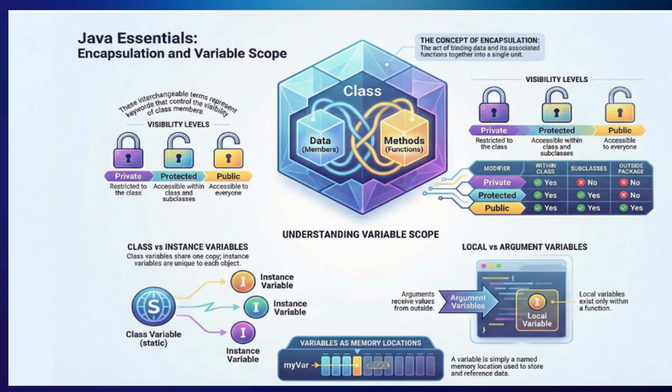Variable scope defines where a variable can be used. Class variables are shared across objects. Instance variables belong to individual objects, and local/argument variables exist only inside methods. Proper scope prevents confusion and memory misuse.